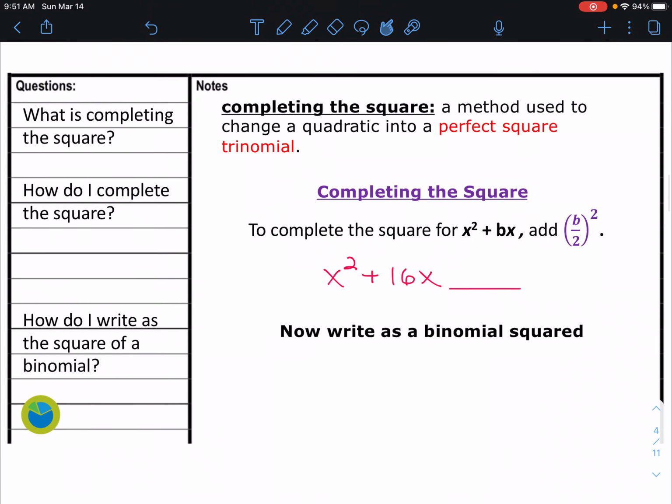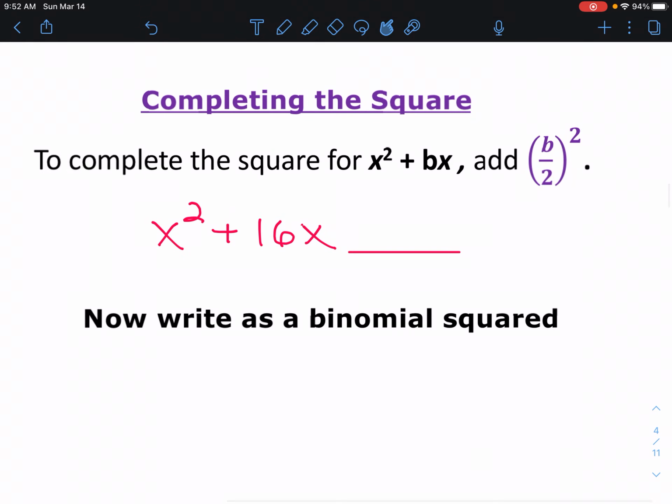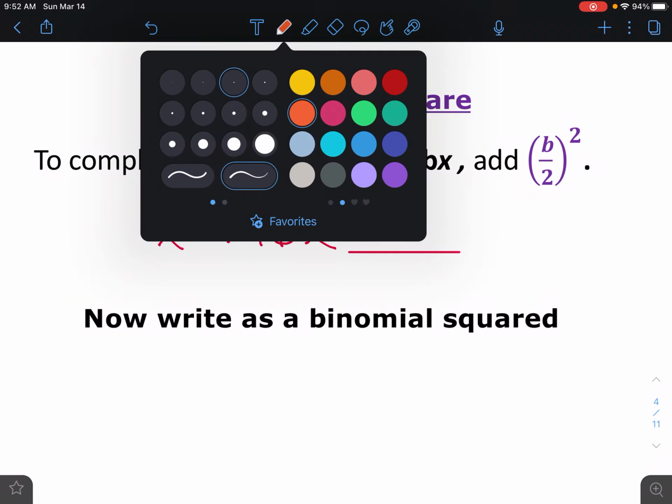Completing the square, what is it? It's a method used to change a quadratic into something called a perfect square trinomial. In order to do this, you have the x squared term and the bx term together, and in order to make this a perfect square trinomial, you take half of b, so it says (b/2) squared. So really, what does that mean?